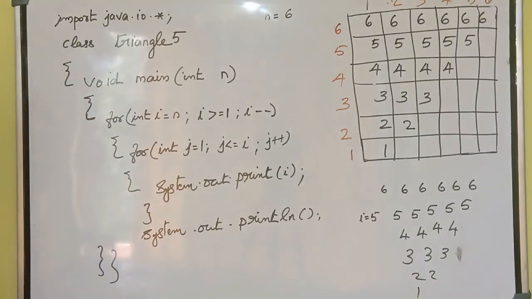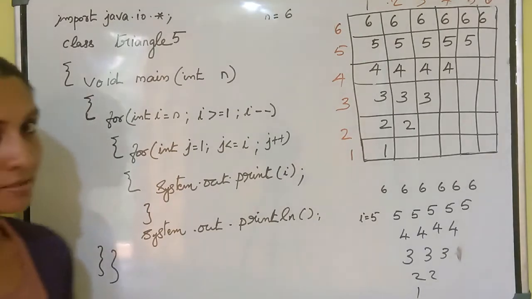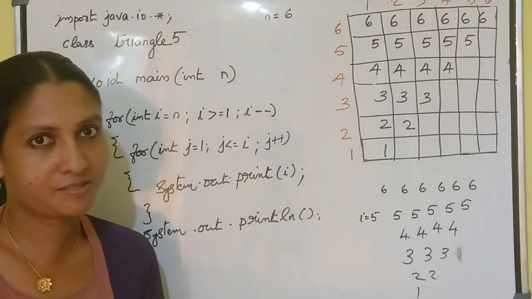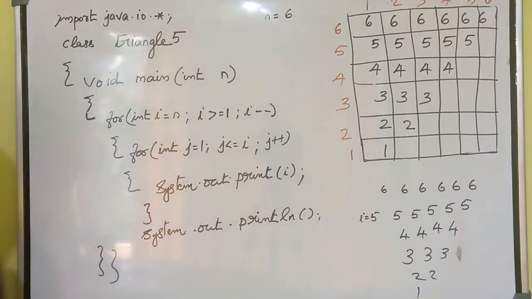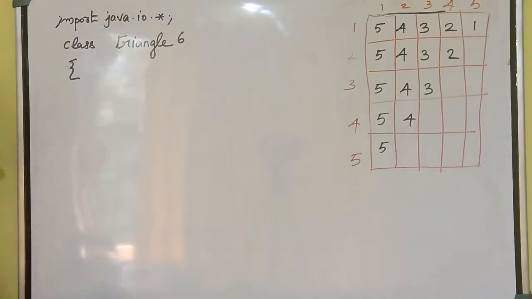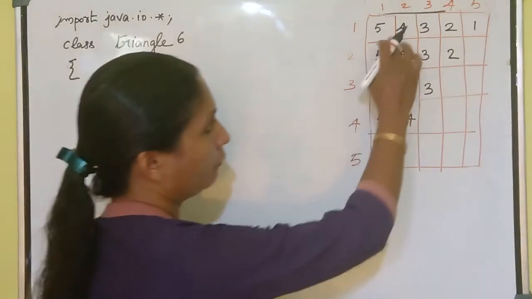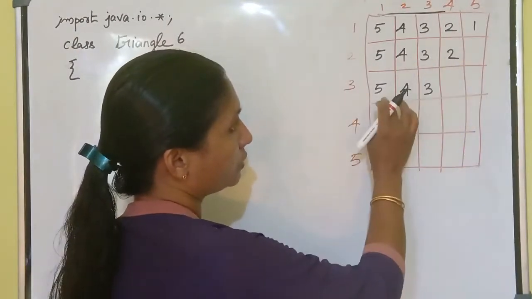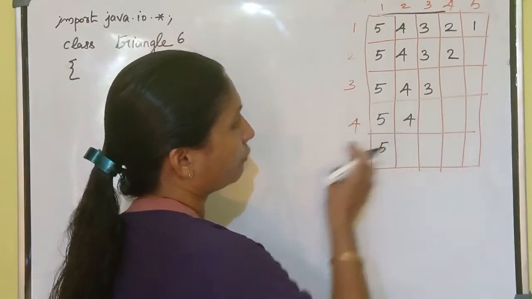And what are the variable descriptions? i represents the row number, j represents the column number, and n represents the limit of the row. Okay, I think you all understood this one. Shall we do the next question? Okay, in the next question, what's the pattern? 5, 4, 3, 2, 1, 5, 4, 3, 2, 5, 4, 3, 5, 4, 5.